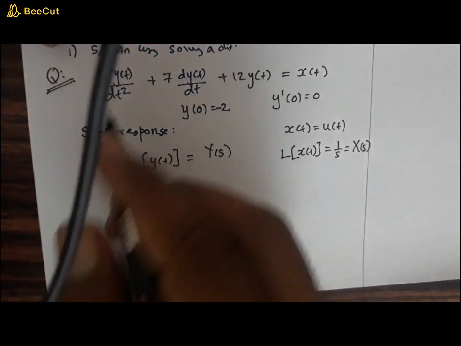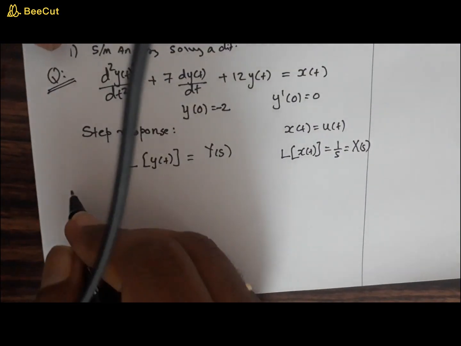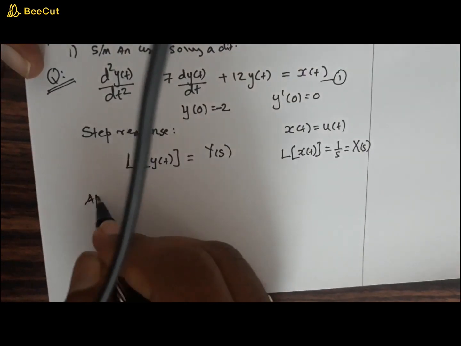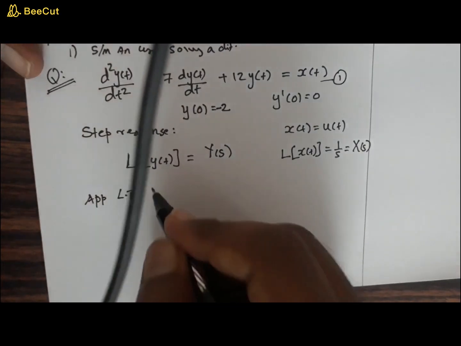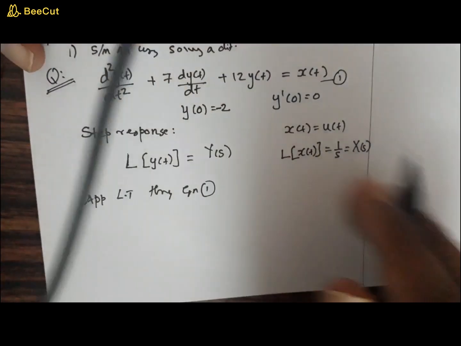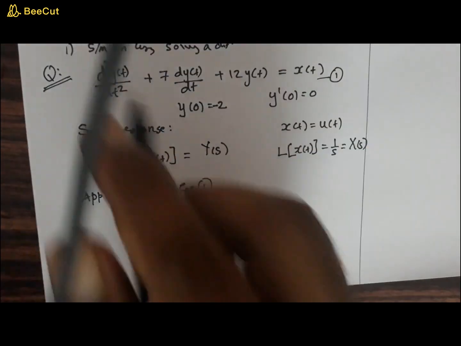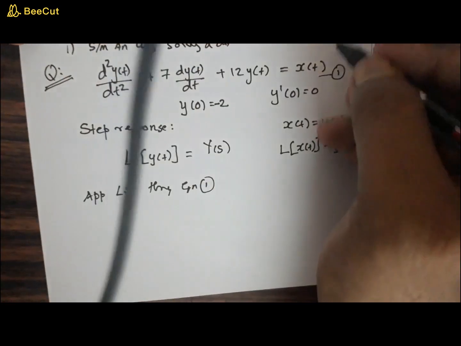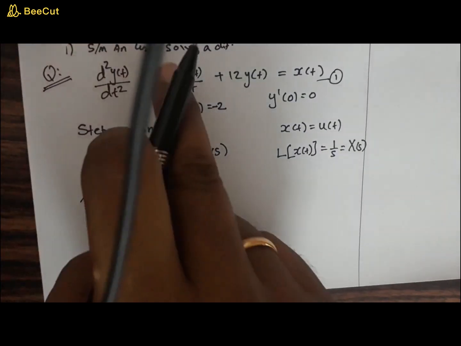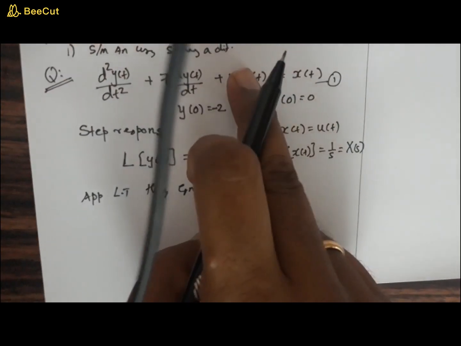Okay, now what is the first step? First step is, say, call this as equation 1. Applying Laplace transform throughout equation 1. Okay, now what happens when you apply Laplace transform? So that is Laplace transform of this whole equation. That means what will be the Laplace transform of this one plus Laplace transform of this one plus Laplace transform of this one is equal to Laplace transform of x of t.